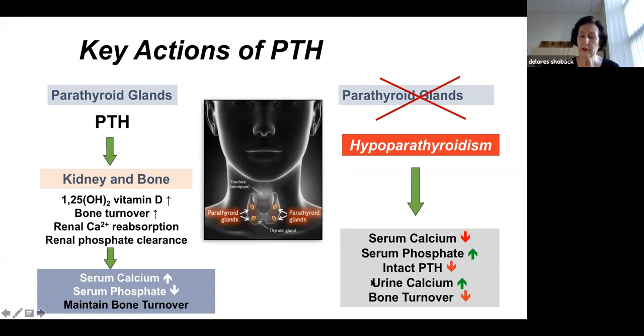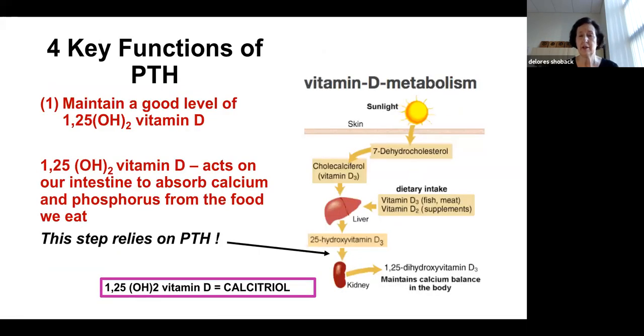When we haven't got parathyroid glands or we haven't got PTH or it's inadequate, you get hypopara. And then a whole bunch of things, just like what's normal over here, happen. Okay, the calcium goes down, the phosphate or the phosphorus goes up, the PTH levels are low, the calcium in the urine, particularly when we treat people with calcium, goes up, and bone turnover shuts down. Okay, so those are the key actions of PTH, the 4 key functions of PTH.